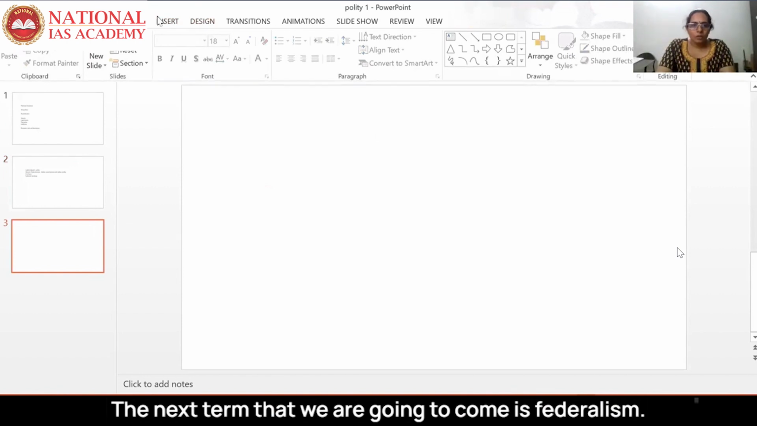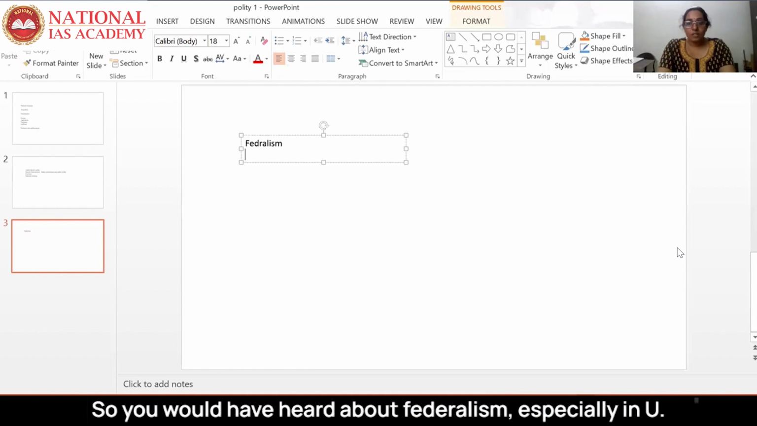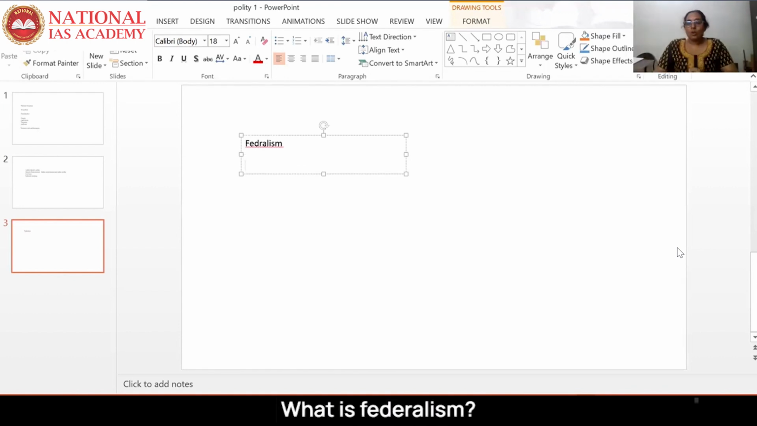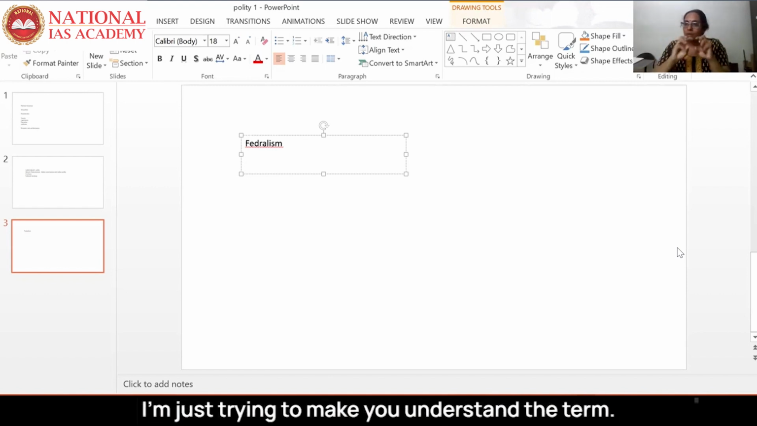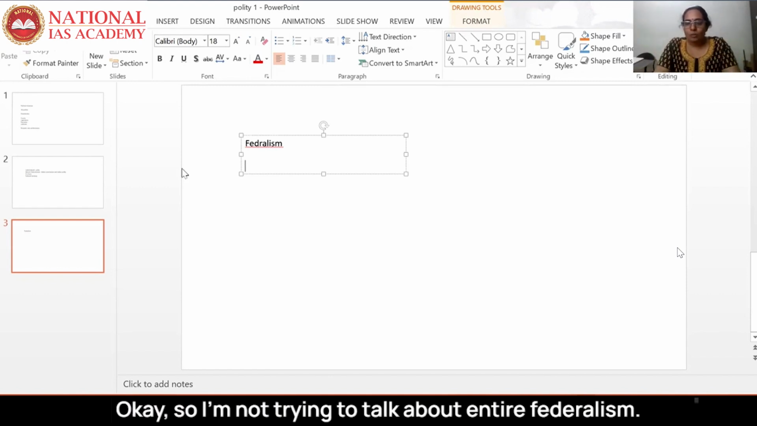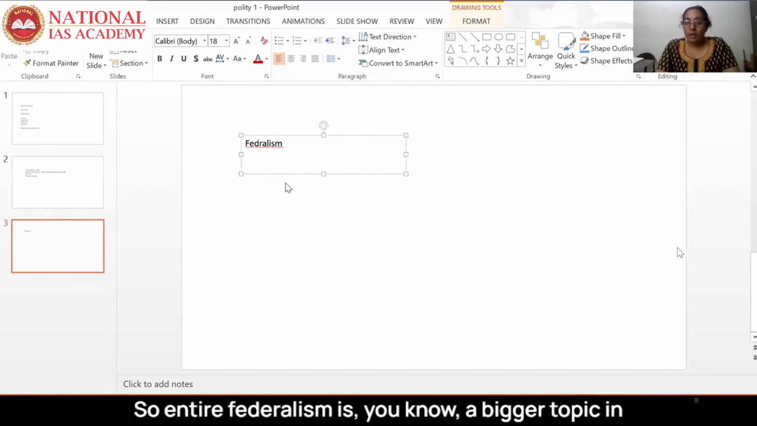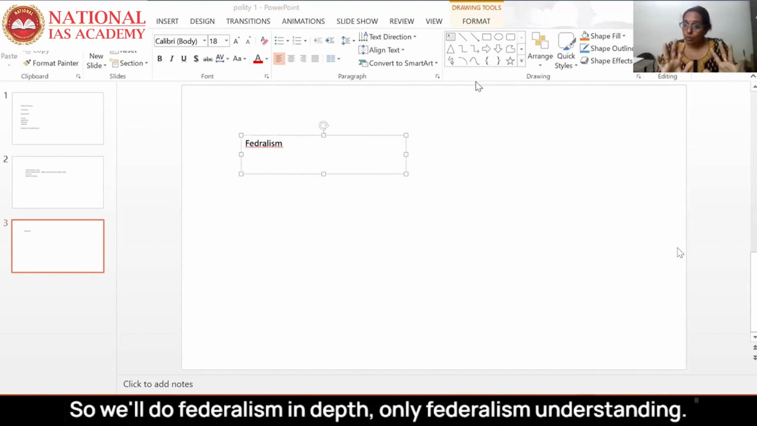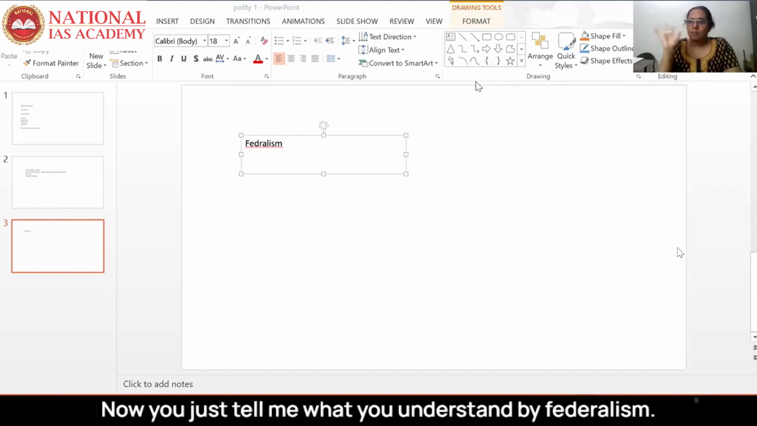The next term that we are going to come to is federalism. You would have heard about federalism, especially in the US. If you are watching series and all, then they say US federal. What is federalism? This we have to deal with in greater depth. I'm just trying to make you understand the term, that's all. I'm not trying to talk about entire federalism, which is a bigger topic that has to be done in 1 or 2 classes. So we'll do federalism in depth later. Now you just tell me what you understand by federalism.